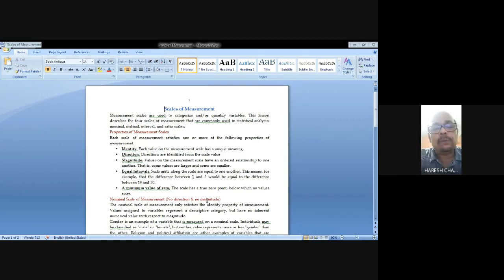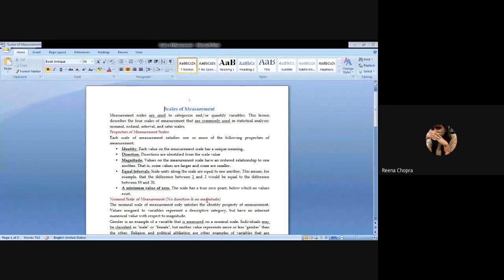Sir, I did not get it, the zero example, because I really do not understand Odia. I am not from Odisha. No, I'm telling in English.